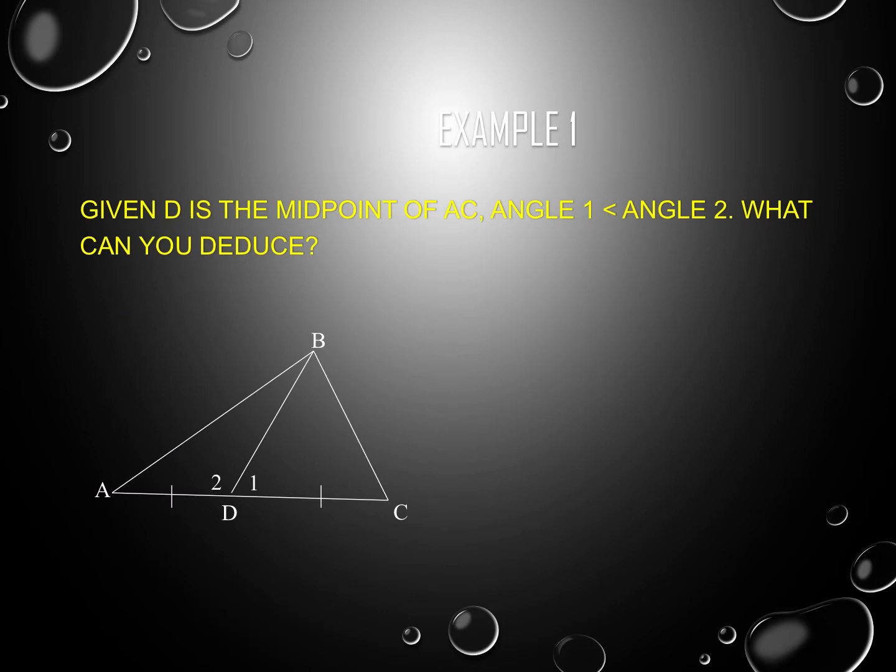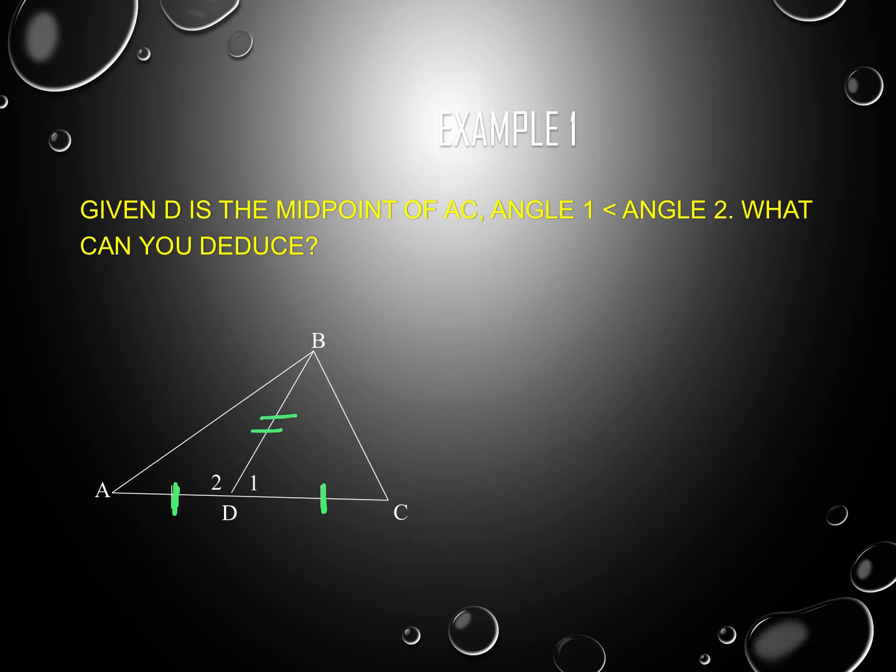So for the first example, it says, given that D is the midpoint of AC. So again, when we have a midpoint, I know that's going to split this into two congruent pieces. And then for my extra pair of congruent sides, I have the reflexive side here.